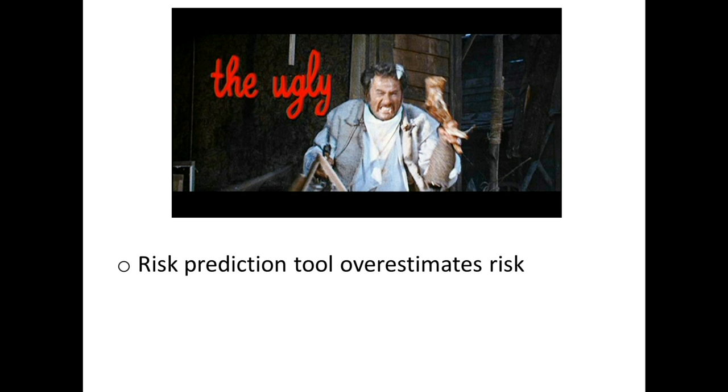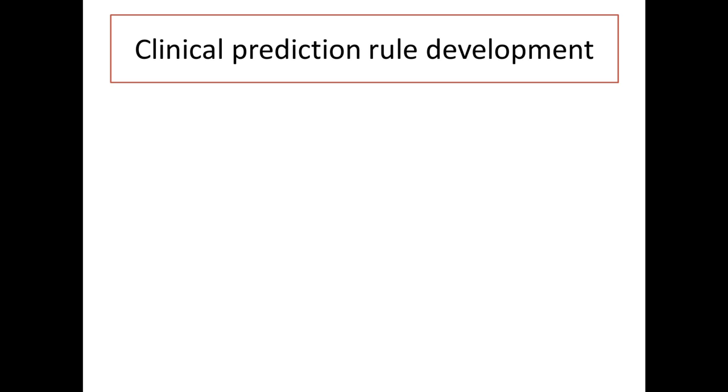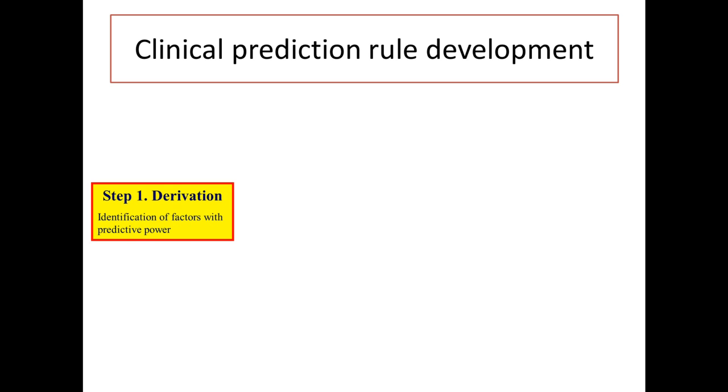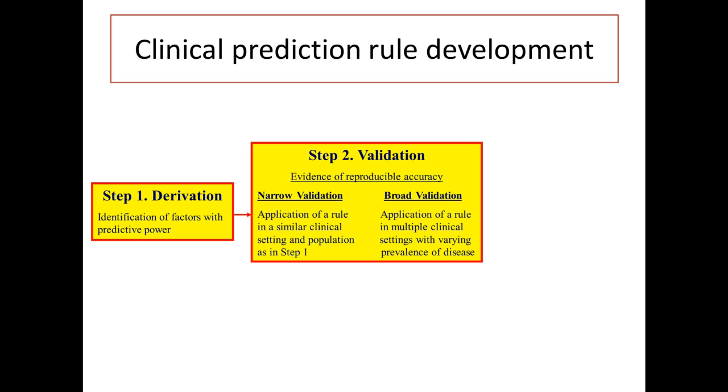Well, it's this risk prediction tool because it overestimates risk. So let's just take one step back and talk very briefly about what clinical prediction rule development looks like. First thing you have to do is derive the rule. You find factors that hopefully have predictive power statistically of the outcome that you're looking at. Next, you need to validate your rule, and the bare minimum is what I call narrow validation.